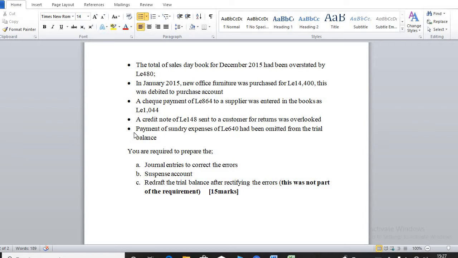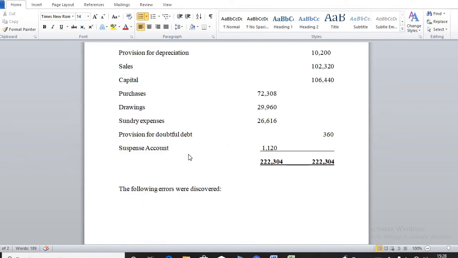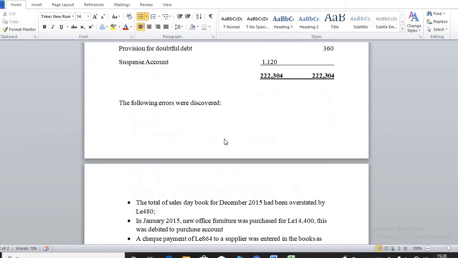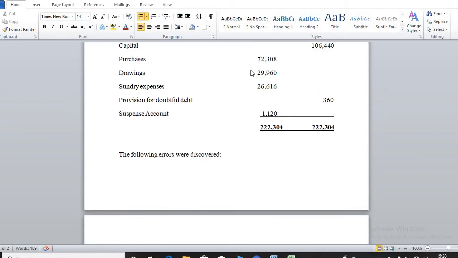We are looking at the last item on the question. It says that payment of sundry expenses of 640 had been omitted from the trial balance. So the question is saying that an amount relating to expenses. When you say sundry expenses, there are different expenses coming together, petty expenses that we've grouped under one account. So sundry expenses amounting to 640 had been excluded from this trial balance.